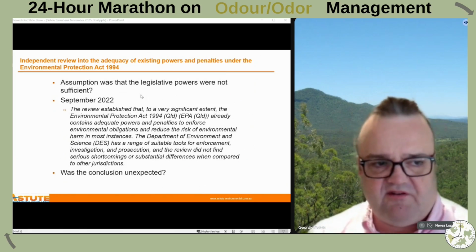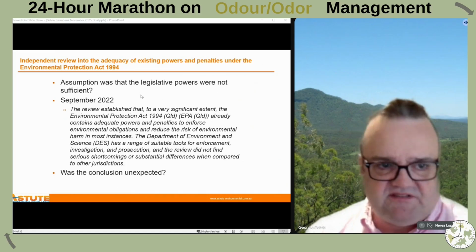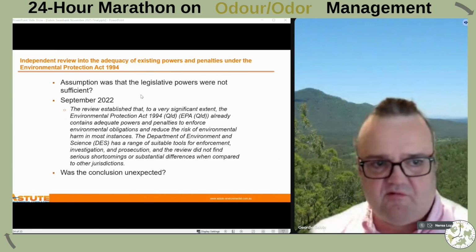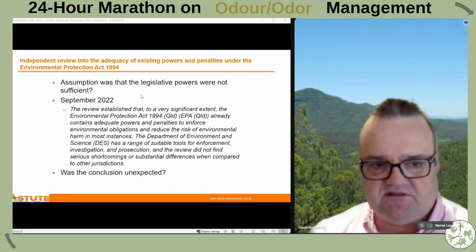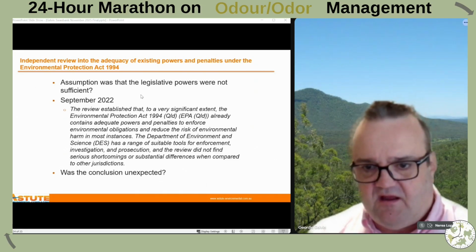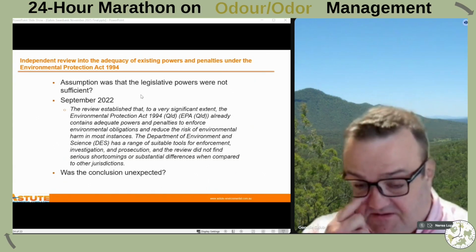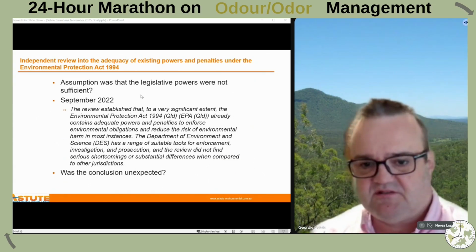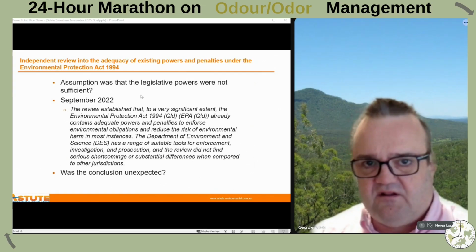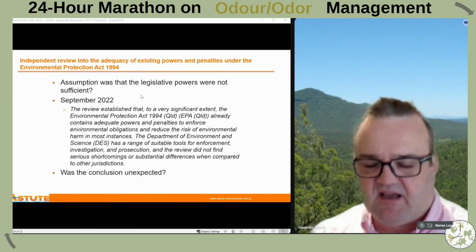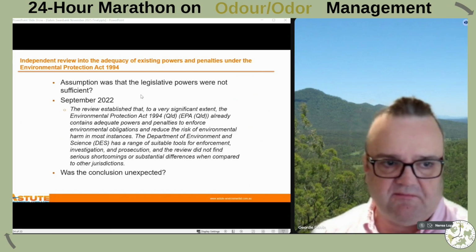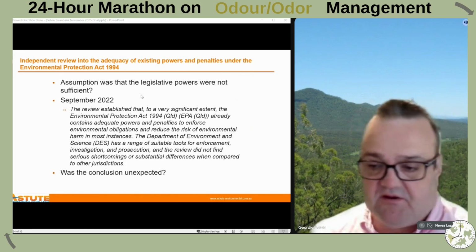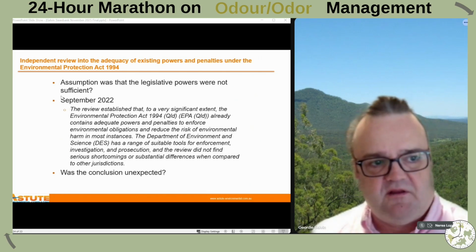So the conclusion of the review was interesting in that the review established that to a very significant extent, the Environmental Protection Act already contains adequate powers and penalties to enforce obligations. And importantly, it didn't find any shortcomings or substantial differences when compared to other jurisdictions. And looking at the recommendations in the Arcadis phase 1 and phase 2 reports, there was a presumption that the regulatory powers weren't sufficient at that time. And the review highlighted that, for the most part, they were.